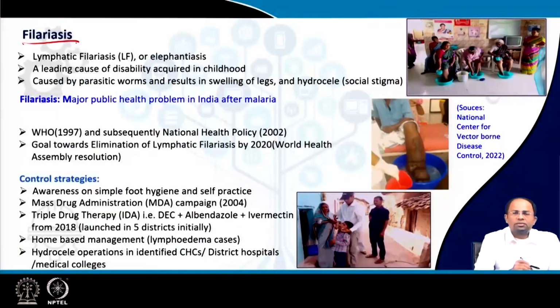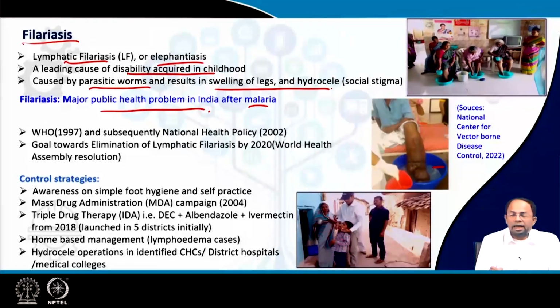Now, another disease, after malaria, which is also a major public health problem in India, is the second most incident disease: lymphatic filariasis, also known as elephantiasis. As you can see, this person's leg has swollen, and that's why the name elephantiasis is given. It's a leading cause of disability, usually occurring in childhood, and it's caused by parasitic worms. It results in swelling of the leg and also hydrocele. From the image you can understand it leads to social stigma. People avoid such people, so it's better to avoid this kind of disease.